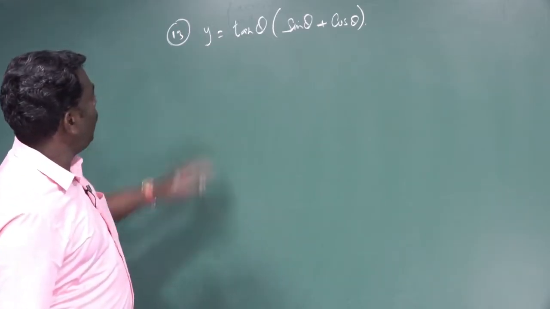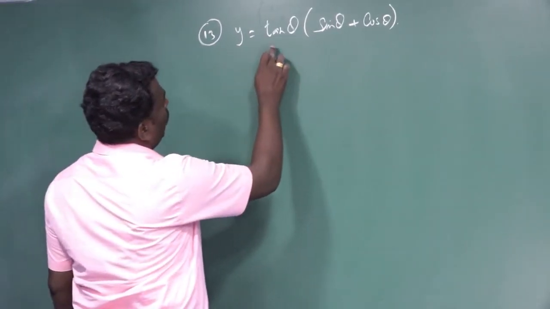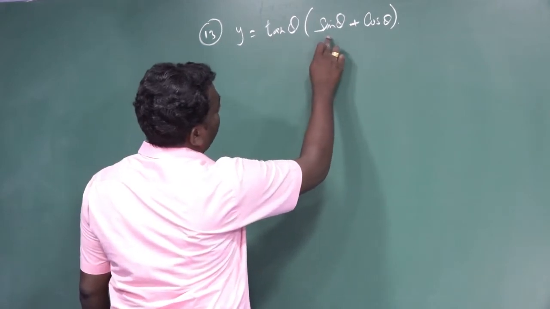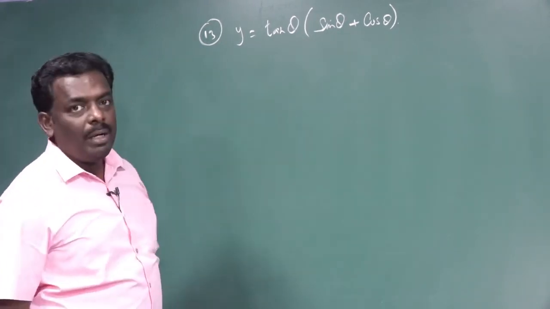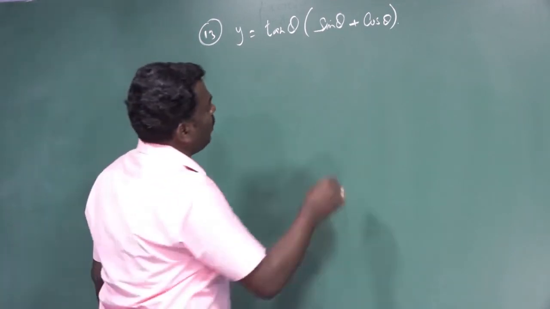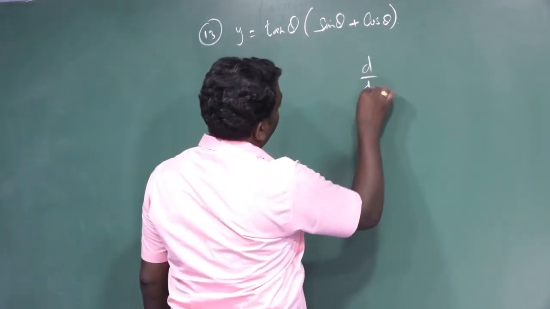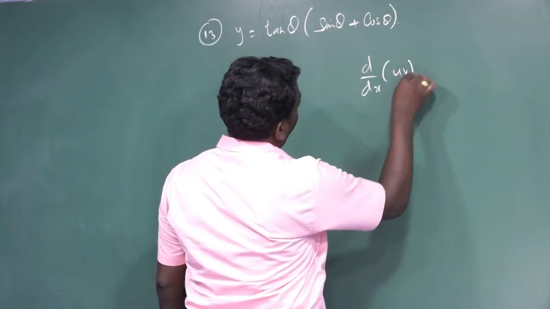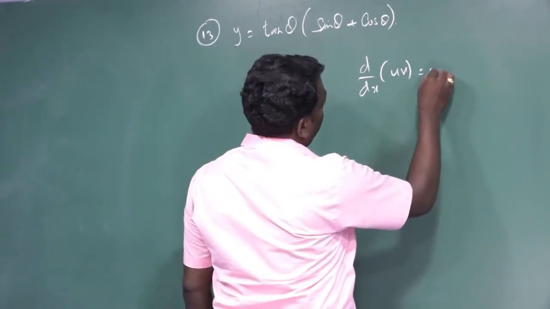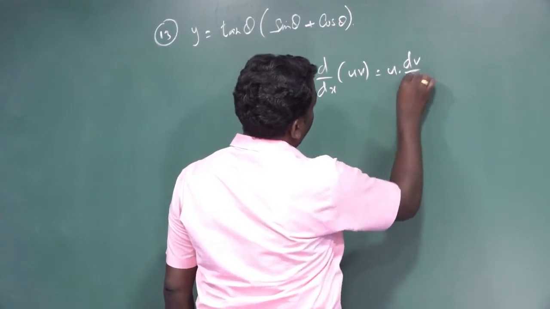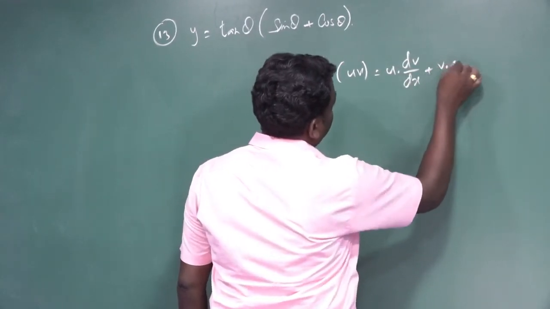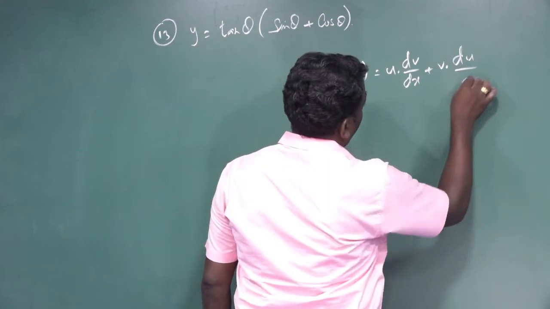Next, question number 13. y equals tan theta times (sin theta plus cos theta). By applying the product rule. What is the product rule? d/dx of u times v is equal to: differentiate v, keep u as it is, that is u dv/dx, plus keep v as it is and differentiate u, that is v du/dx.